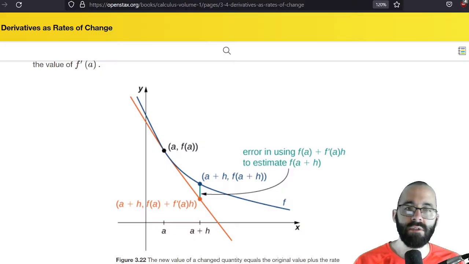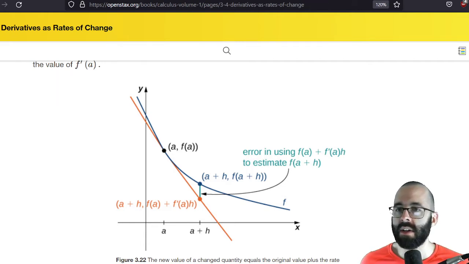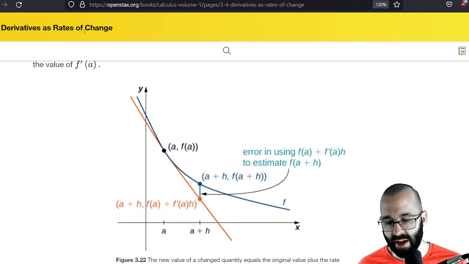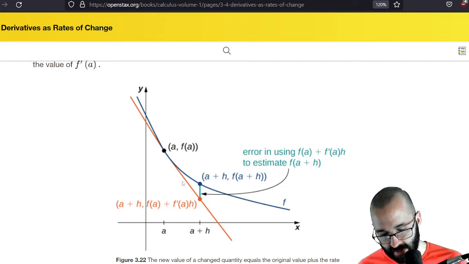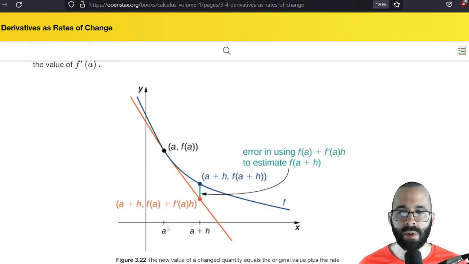So to give a little picture of what's happening right here, let's look at tangent lines. Remember, the derivative of a function is just the slope of the tangent line. So f prime is the slope of that orange line right here. Say we don't know anything about the future. We only know something about a. And we're looking a little bit in the future, so we're adding an h to our input value.